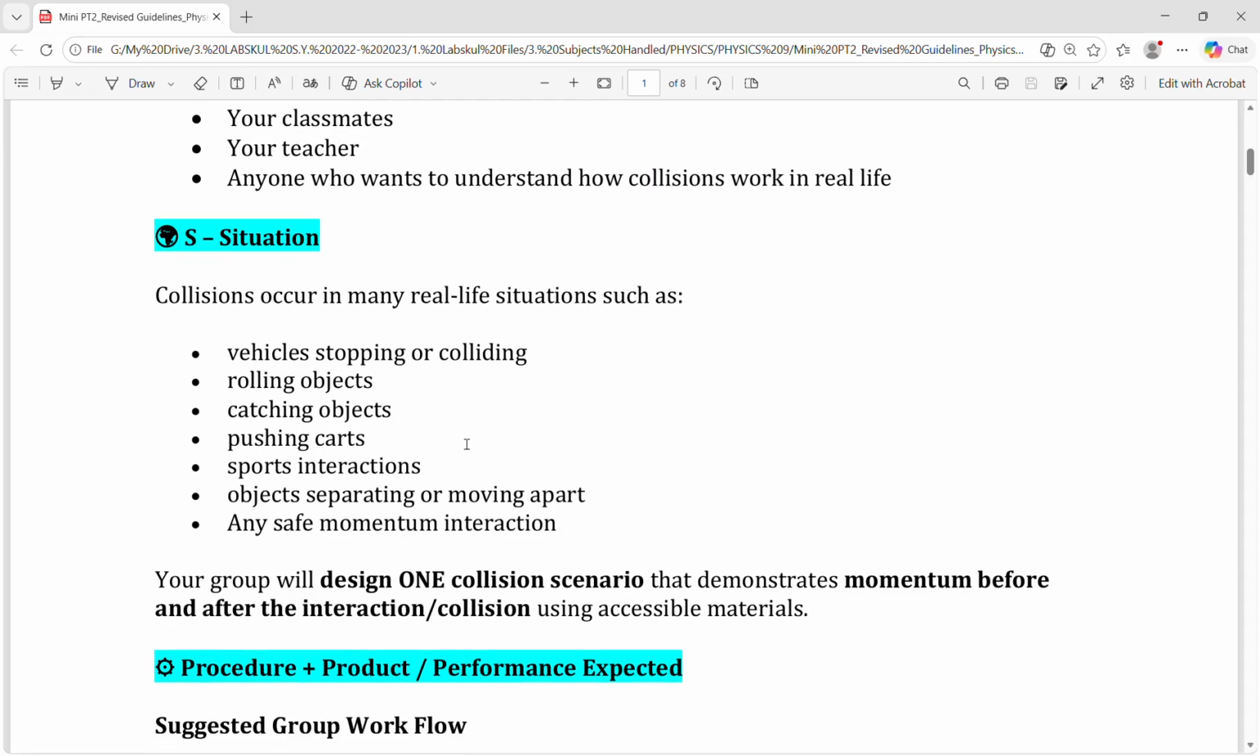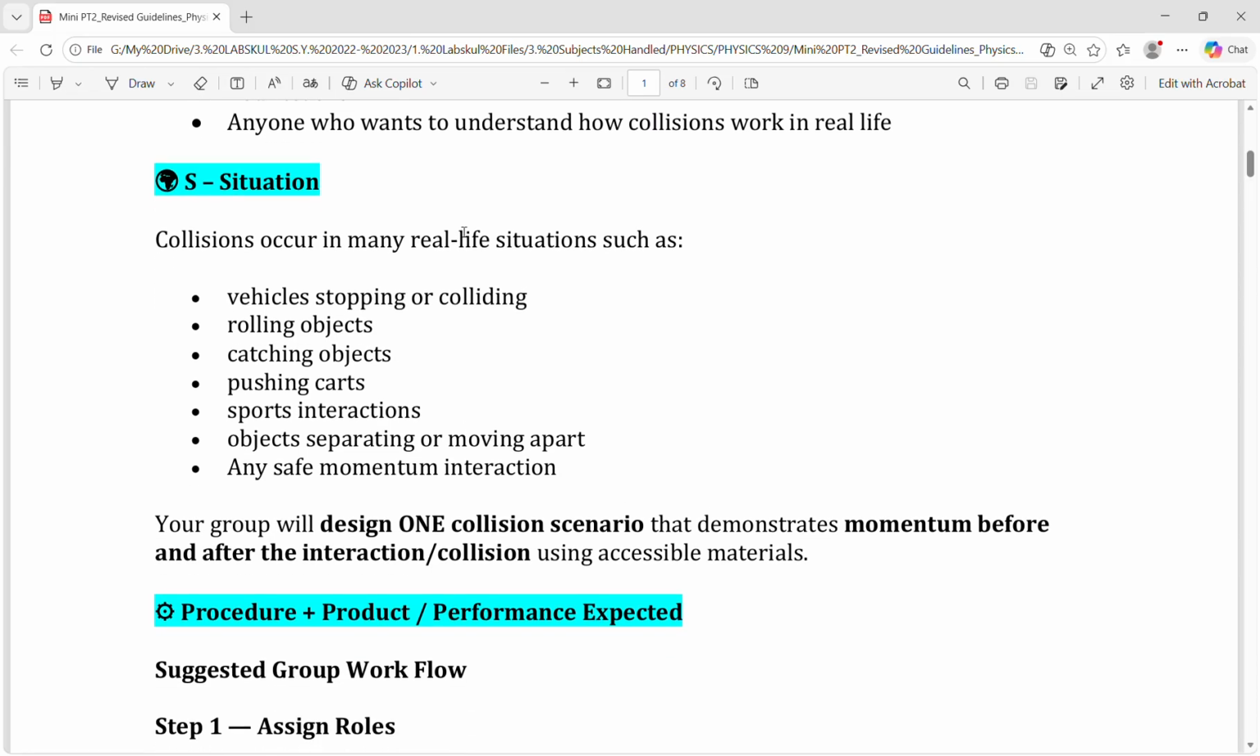Next, the situation. This section shows you some of the probable collisions or scenarios that showcase momentum. Remember, collisions occur in many real-life situations such as vehicles stopping or even colliding, rolling objects, catching objects, pushing carts and colliding them with others, of course. Sports interactions, bumping into each other when playing a certain sport, objects separating or moving apart, and any other safe momentum interaction.